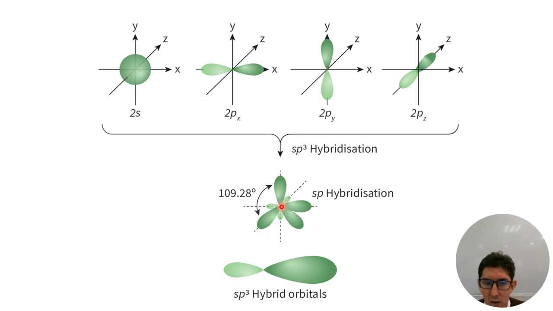They form around the central nucleus with a bond angle of 109.28, or you can remember 109.5 for simplicity's sake. So we've looked at this forming a tetrahedral structure.